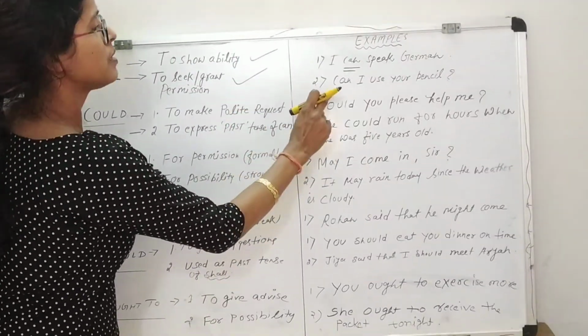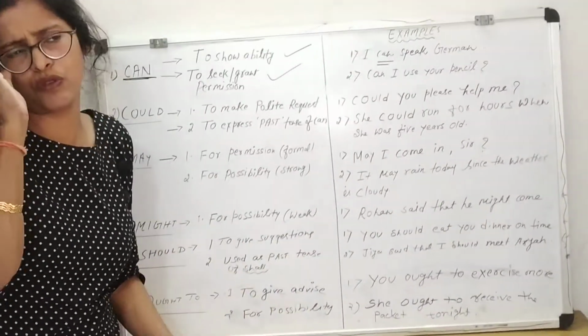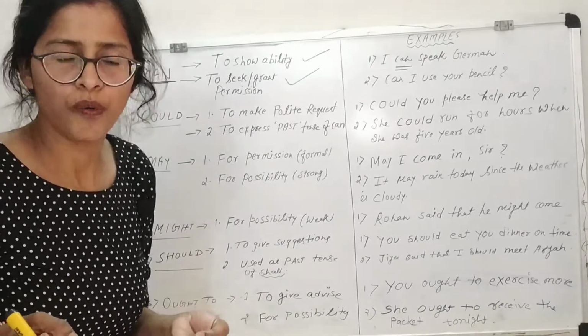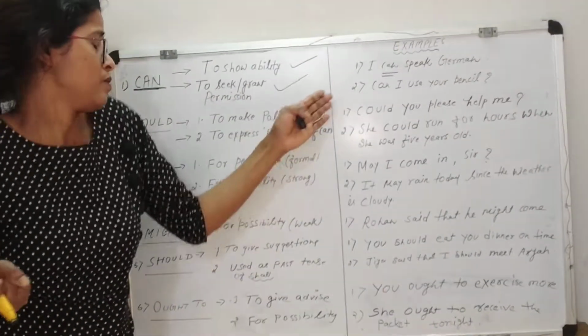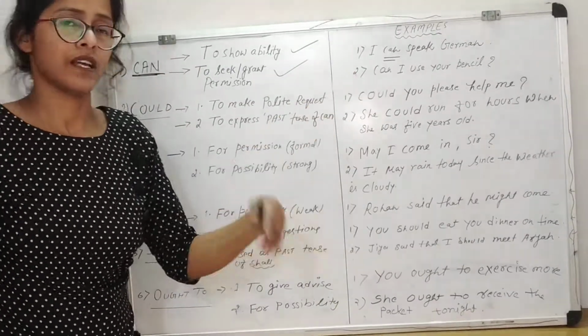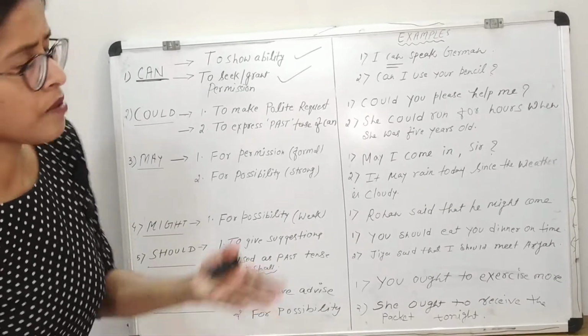Now, second, can I use your pencil here? Suppose you are sitting in your classroom or in your college and you want to borrow a pencil or pen from your friend. You can simply ask, you can make a request, you can take permission by asking, can I use your pen? Can I use your pencil? Because you are sharing an informal relationship, right?